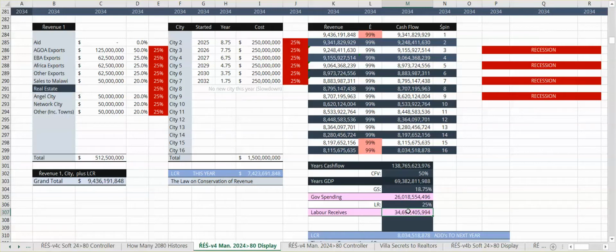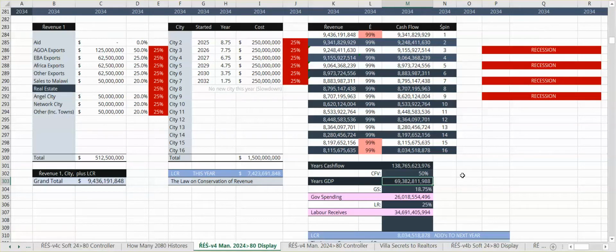And in general, until 2050, I have sought to always increase cash flow year on year. GDP, government spending, and labour's income are all factors of cash flow. GDP is 50%, so from 138 billion in cash flow, we get 69 billion in GDP.